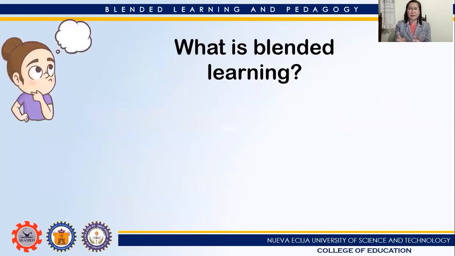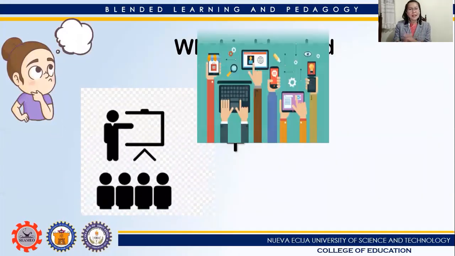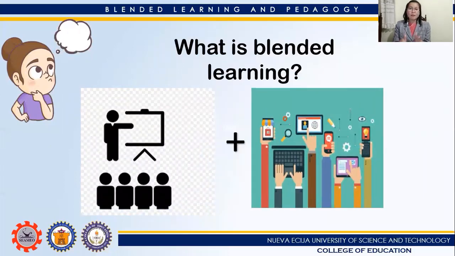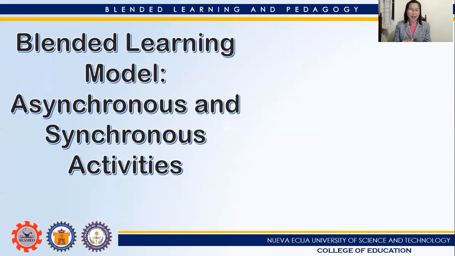But first, let us define what is blended learning. According to Garrison and Vaughan, blended learning is simply the fusion of face-to-face and online learning experiences. But still, is it safe for the students to go outside and to have face-to-face session? Of course not. That's why we will be focusing on the third model of blended learning. That is the combination of asynchronous and synchronous activities.